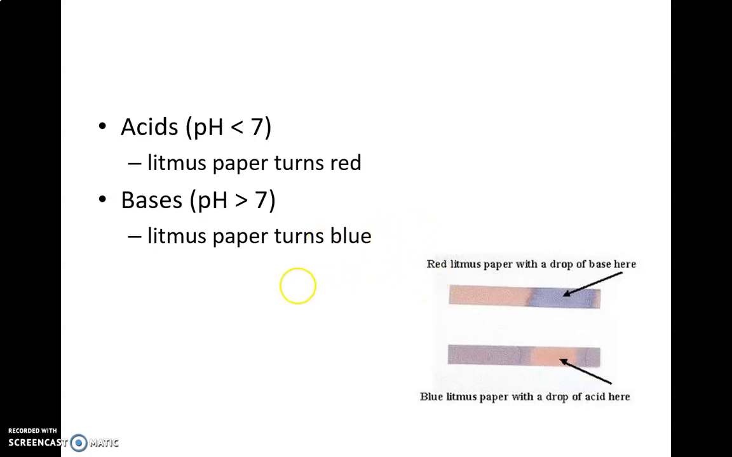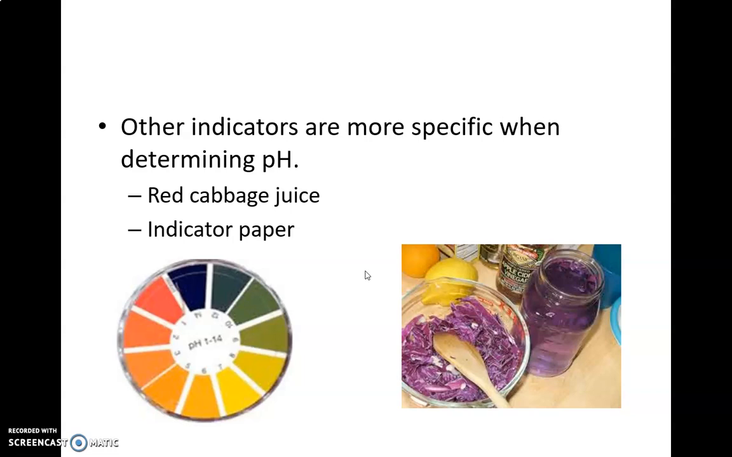Now, there are other indicators out there, and you'll learn more about those as you get into high school. But one that we'll touch on a little bit in Science 9 is called red cabbage juice, or purple cabbage juice. What you can do is take some purple cabbage and boil it, and you can get this purple cabbage juice or red cabbage juice, whatever you want to call it. Some call it purple, some call it red. This is actually a pH indicator. You can put drops of this in a particular solution that you're trying to test, and the purple cabbage juice will turn that solution a different color.